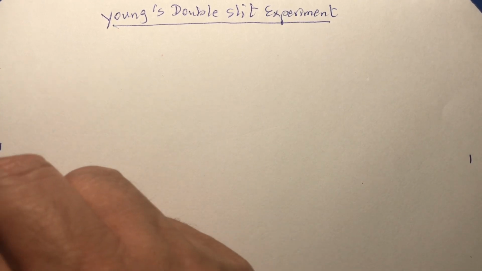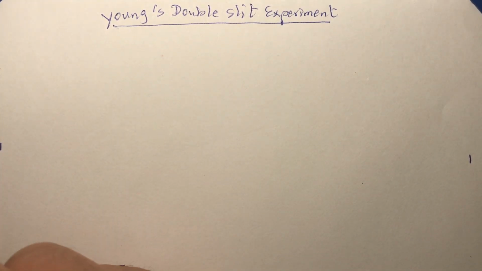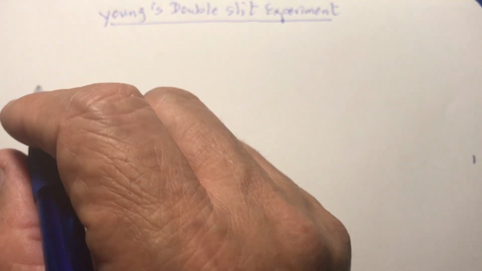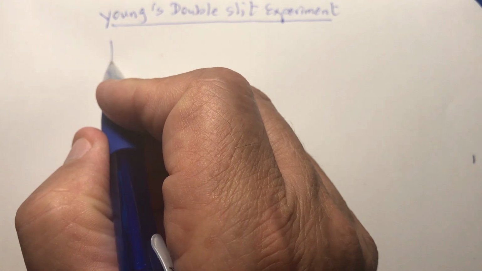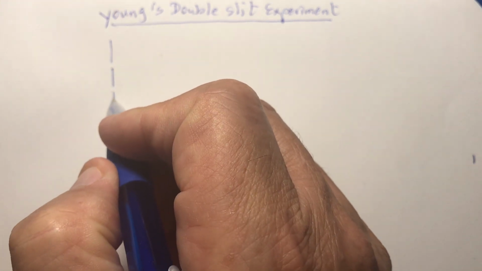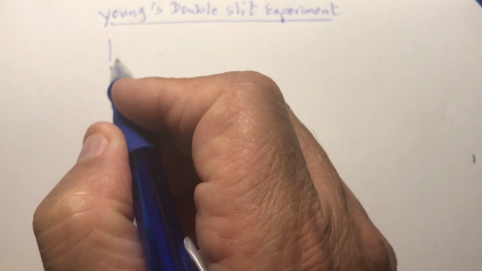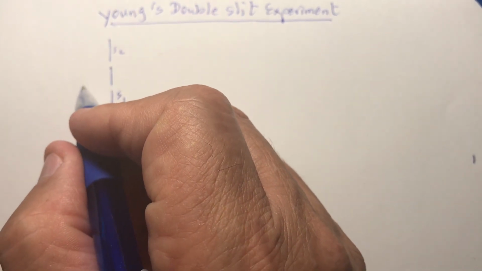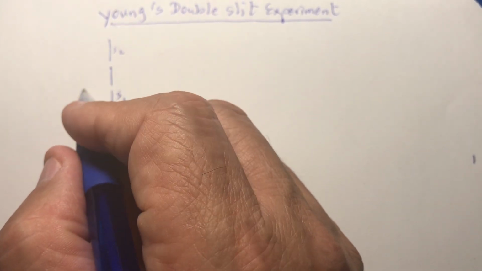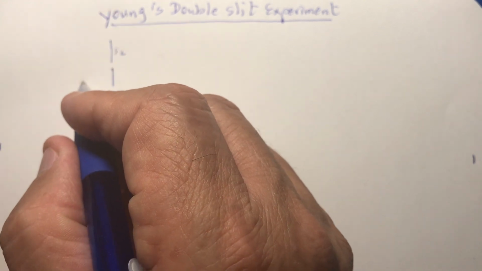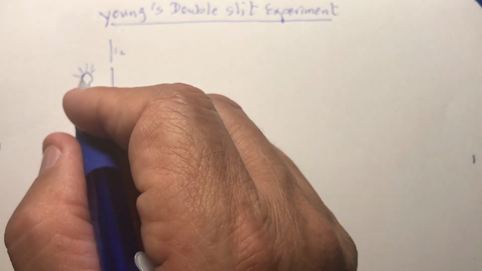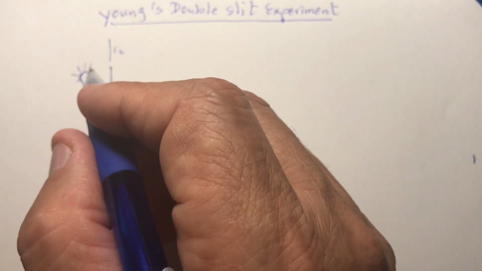Okay, today we're going to study the Young's double-slit experiment. So let's see, we take, for example, two slits. Here is slit 1, here is slit 2. And then we take some monochromatic light, which is one wavelength. So here is the light here. Like a laser, like a red laser, for example.